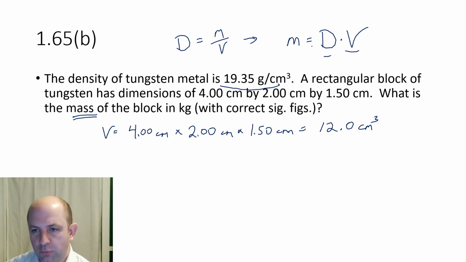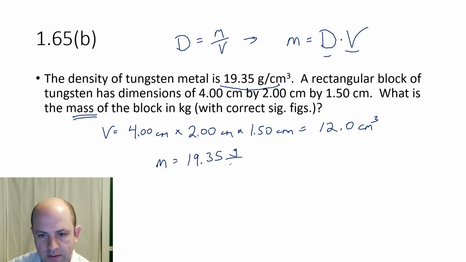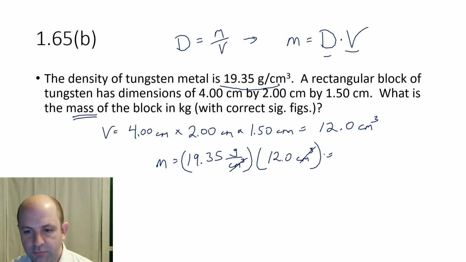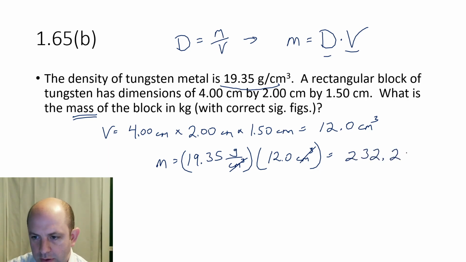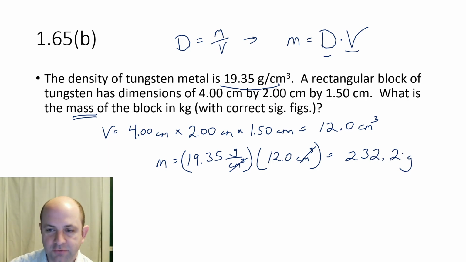We were given density. We can now plug them in to get mass. So mass will equal 19.35 gram per centimeter cubed times 12.0 centimeters cubed. Those will cross out. That's great. So now we have 19.35 times 12. We'll use a calculator for that one. And we get 232.2 grams. And that's a good start.